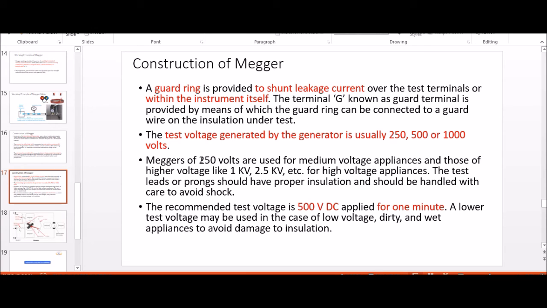So the test voltage which is normally generated by a Megger meter is usually more than 250, right? It's up to 500, 1000, 600, 700 volts that is generated. And normally for a 250 volt equipment you should be pressure testing it at up to 1000 volts or 700, 500, minimum 500 volts, right? DC voltage.